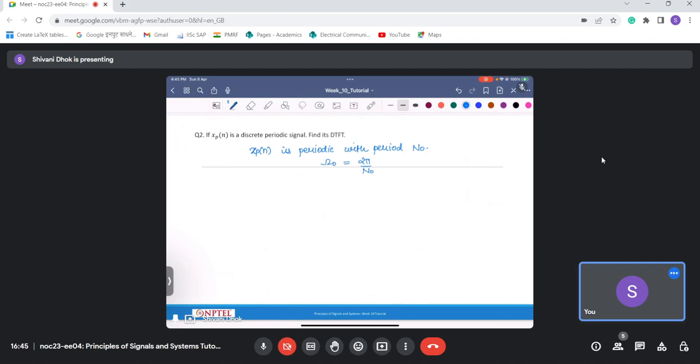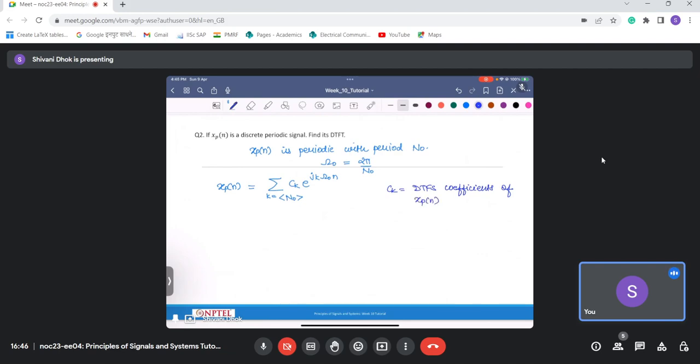Now we know that xp[n] can be written as the summation over k running from 0 to N naught minus 1, or for that matter any interval, so let me be a bit precise, k lying in any interval of length N naught, of c_k e^(j k omega naught n), where these c_k's are the discrete time Fourier series coefficients of xp[n].